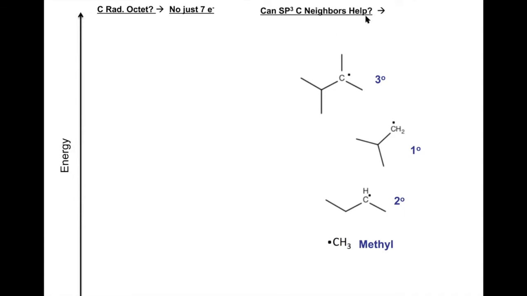So can sp3 carbon neighbors help? If I look at this tertiary one, it's got an sp3 carbon neighbor right here, sp3 carbon neighbor there, sp3 carbon neighbor there. Do you think they can help out if this radical carbon is short electrons? Remember I said the sp3 carbons are the least electronegative of our main organic elements. So if they're less electronegative, they don't pull electrons away from you, they can donate electrons into you. So yeah, they can help.